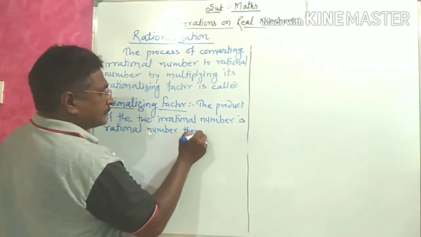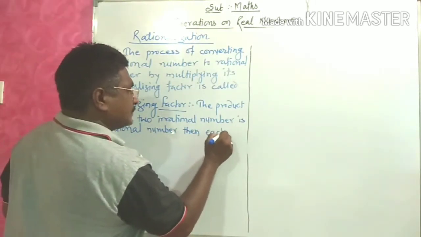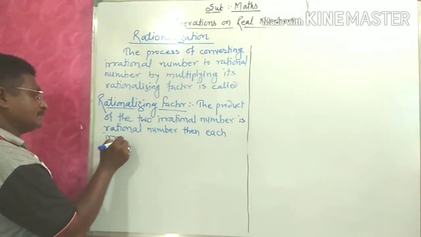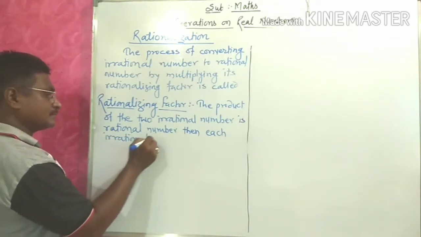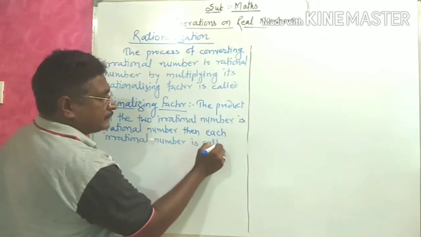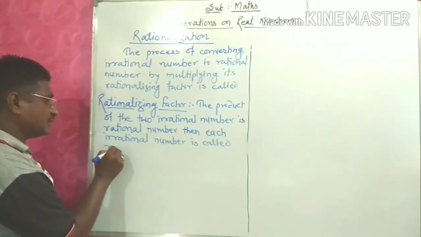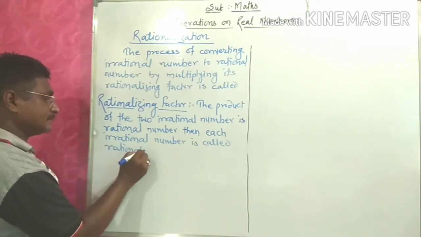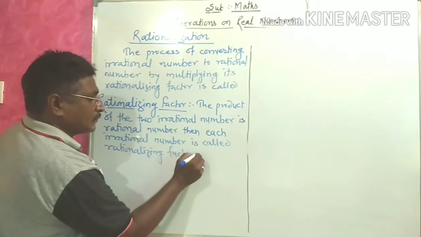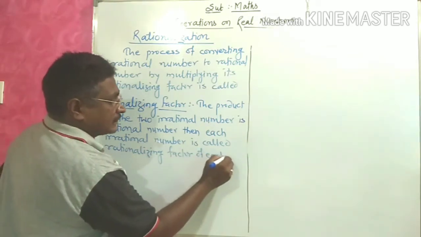Then each irrational number is called the rationalizing factor of each other.